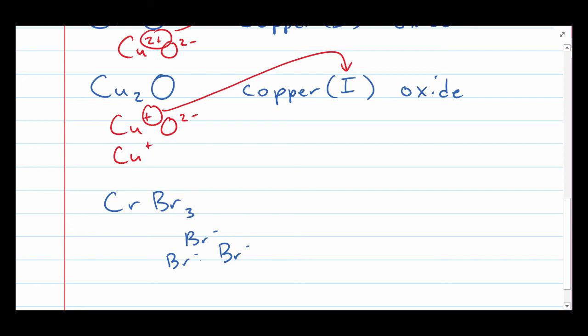And then we have how many chromiums here? Just 1. So in order to balance charge, that must mean that the chromium here would have had a charge of 3 plus. So the name of this then would become chromium 3. That's right. We need that Roman numeral 3 in there. Chromium 3 bromide. Any others?